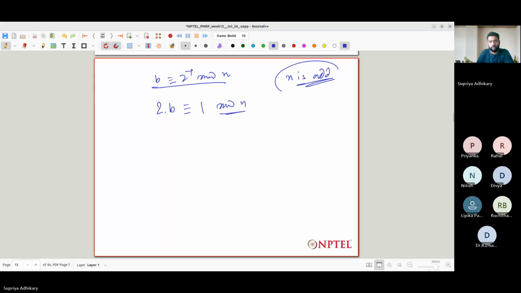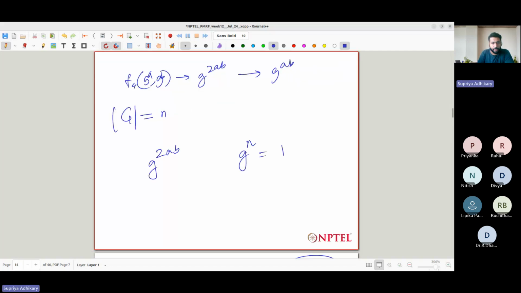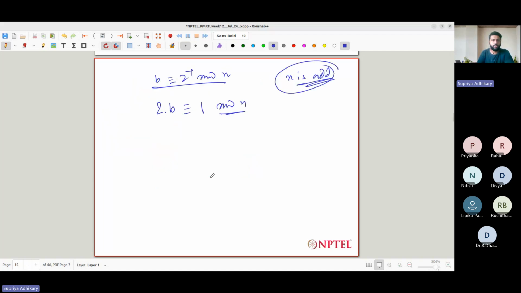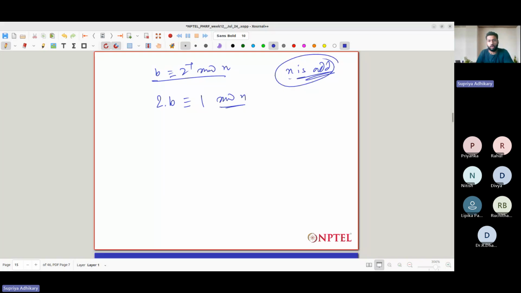In any cryptographic setting, the order of this group is usually taken as prime, or rather, as an odd prime. Therefore, we can assume that this n is odd. Okay, so if we consider this, then we can say that 2b is nothing but nk plus 1.